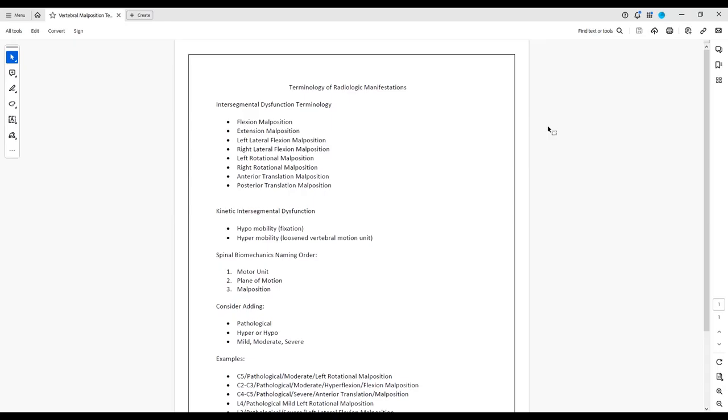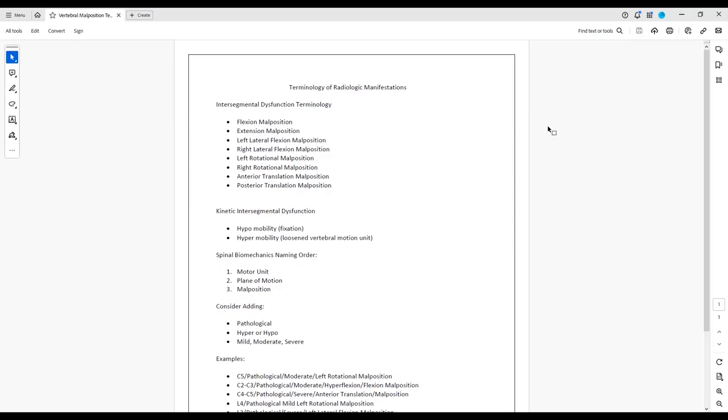And then I'd typically add a modifier, whether it was more mild, moderate, or severe. I'm going to add those qualifiers. But the core component is the plane of motion malposition, or if it's hypo or hyper, if it's a kinetic, hyper or hypo. So spinal biomechanics naming order: name the motor unit, the plane of motion, and the malposition. Consider adding pathological, hyper or hypo, or mild, moderate, or severe.